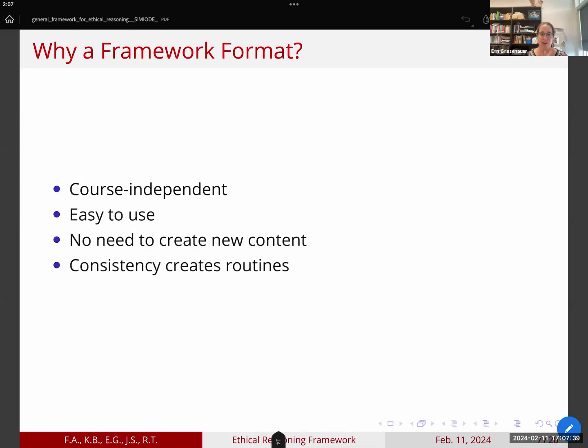And then, like I mentioned, this is something where we'd like to have it implemented across classes so that we can build consistency. And you can use it in a lot of different ways in your classes so that you're using it throughout the semester also, so that we're creating a routine. Our students are getting used to answering these types of questions and are starting to expect it. And we can really build that pattern of thought where ethical reasoning is considered as they approach a math problem.